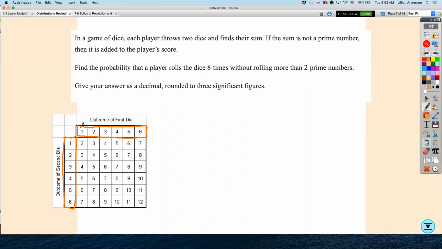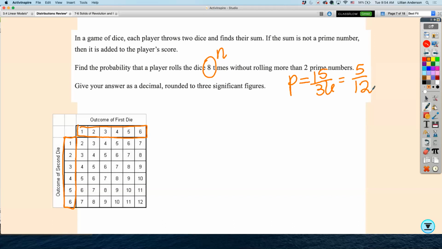We're trying to find the probability that a player rolls a die 8 times without rolling more than 2 prime numbers. This is an example of a binomial distribution because we have our number of trials, which is 8. And then our probability is going to be represented by rolling the die to get the prime number. So what is that probability? 15 over 36, or 5 over 12. Okay.